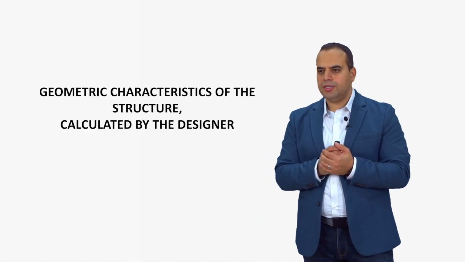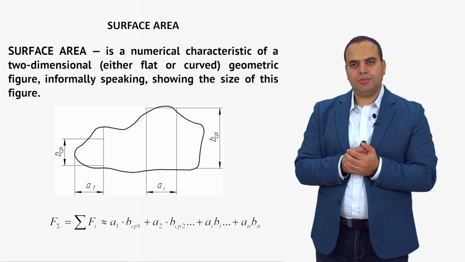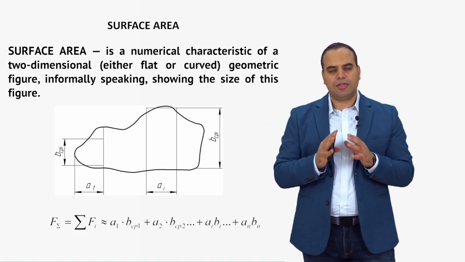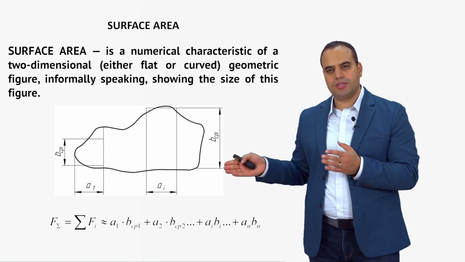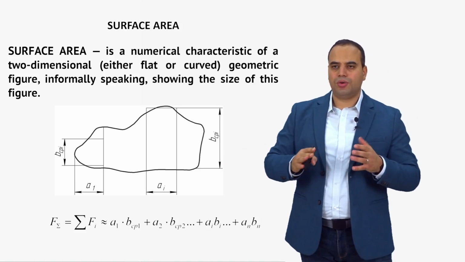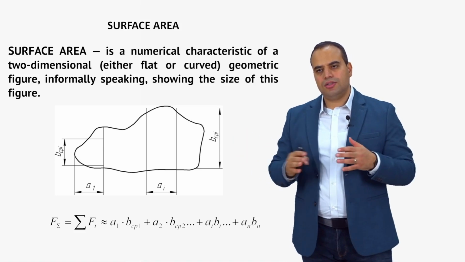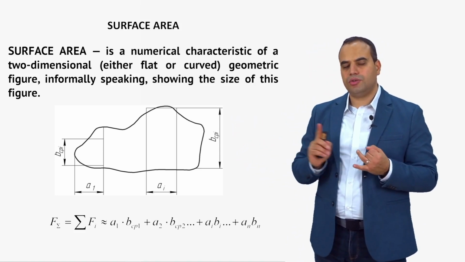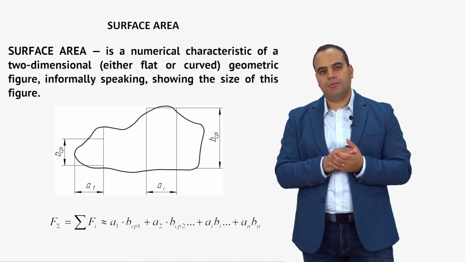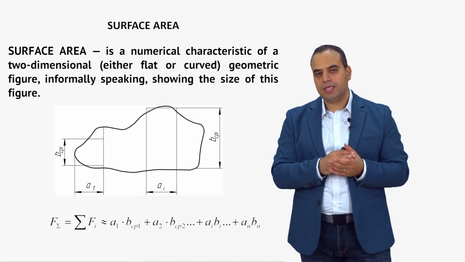So we can start with the basic things that are calculated all the time by aircraft designers, which is the surface area, which is basically a numerical characteristic of a two-dimensional, either flat or curved, geometric figure, showing informally its size. For example, an aircraft designer will talk about the surface area of the wing, which defines how much lift can be generated and also how much drag, right?